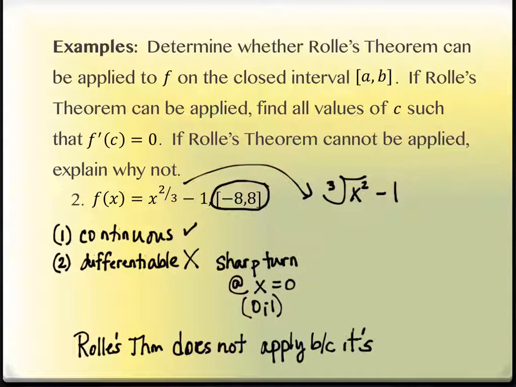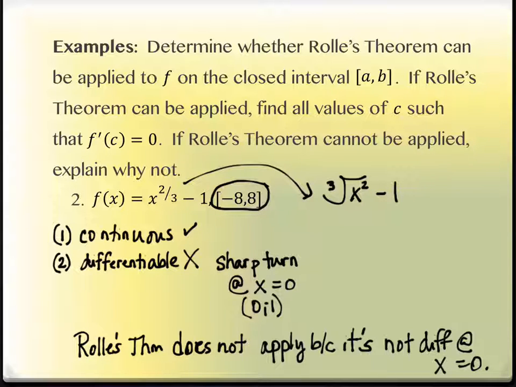So could there still be this point c between the two that has the derivative of 0? There could, but this theorem does not guarantee that there will be. And that's what we're actually trying to check the conditions for, is whether or not we can actually say for sure this theorem can be used, and it can't, because this one is not differentiable at x equals 0.